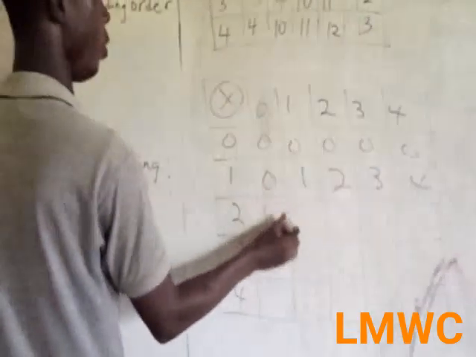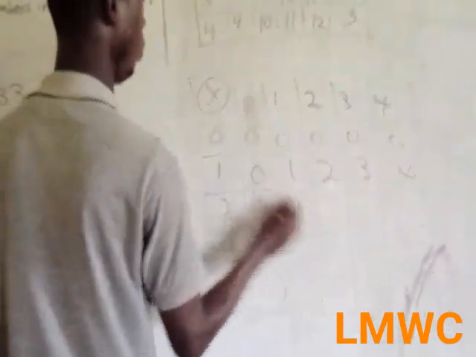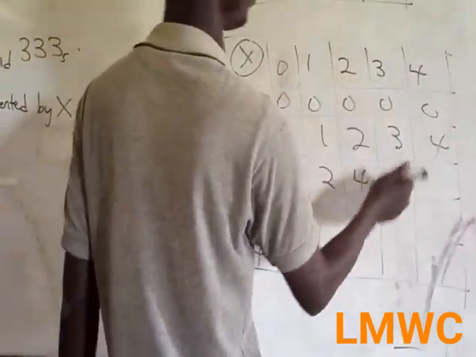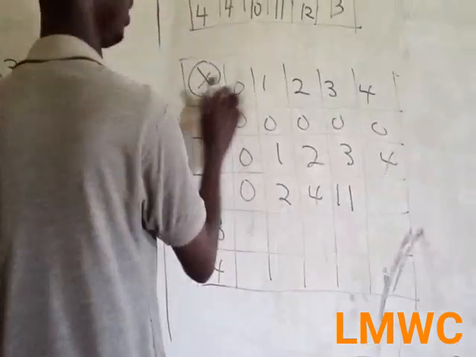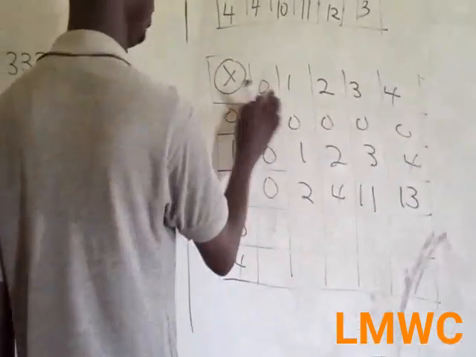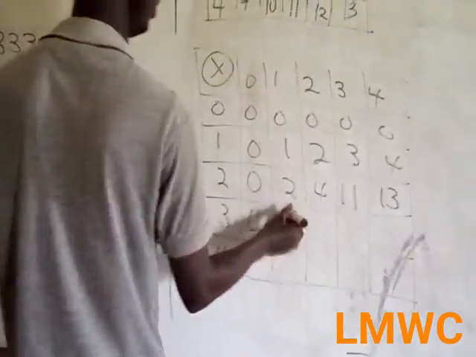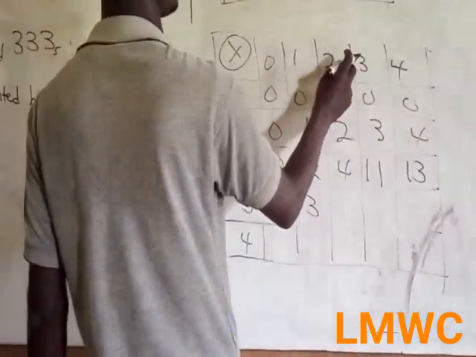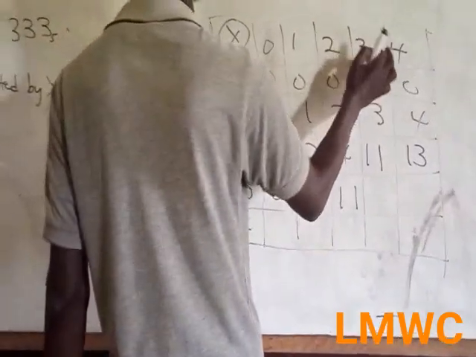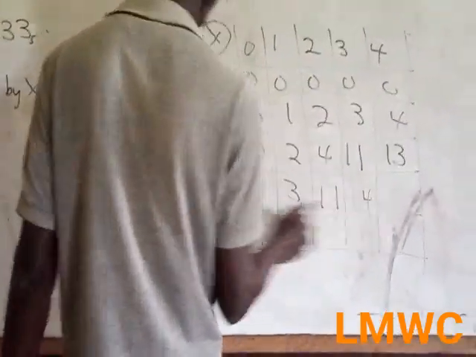2 times 0 is 0. 2 times 1, 2. 2 times 2, 4. 2 times 3, 6. 5 goes into 6, 1 remainder 1. 2 times 4, 8. 5 goes into 8, 1 remainder 3. 3 times 0, 0. 3 times 1, 3. 3 times 2, 6. 5 goes into 6, 1 remainder 1. 3 times 3, 9. 5 goes into 9, 1 remainder 4.